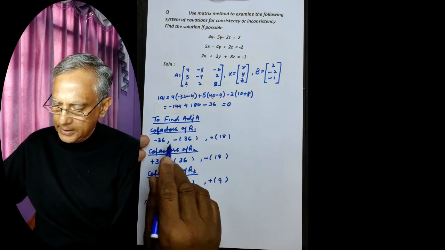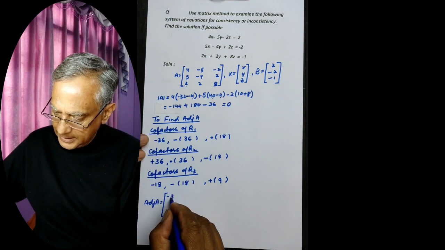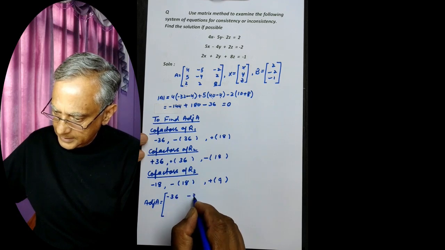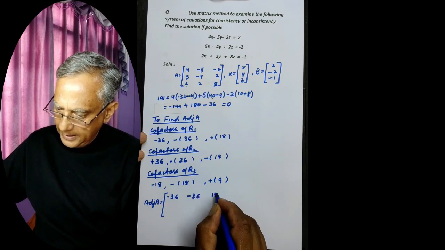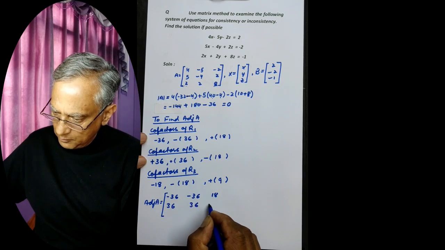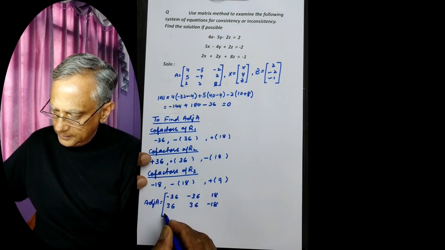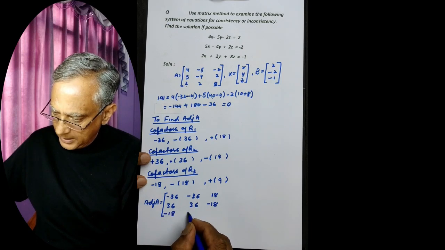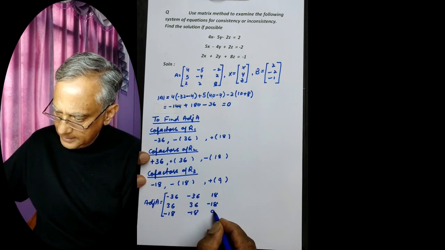Replace each entry by its cofactor. So this will be minus 36 and 18. This is 36, minus 18. This is minus 18 and 9.